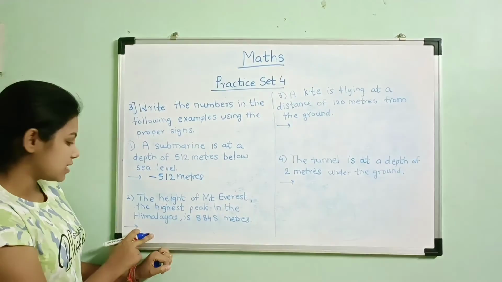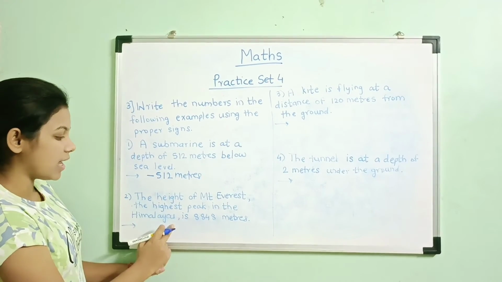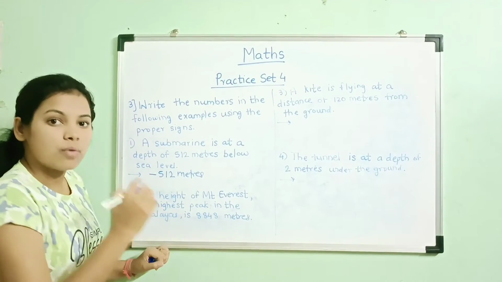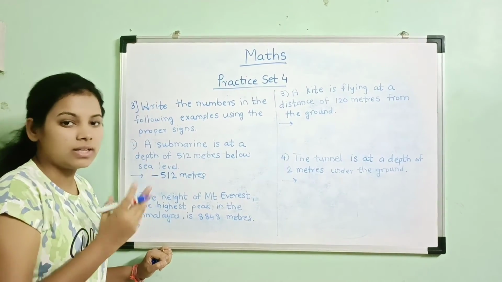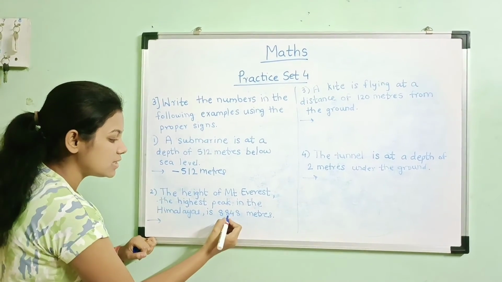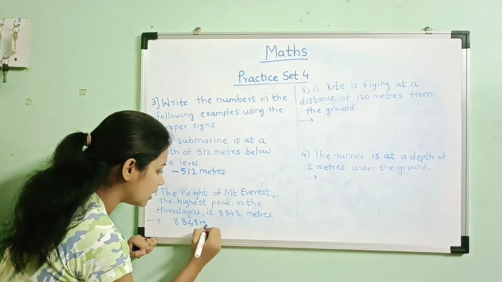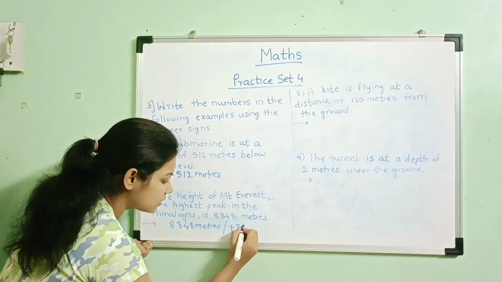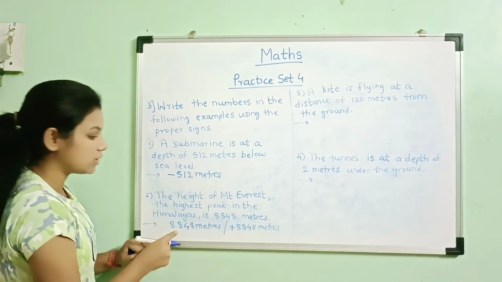Now what is the second sub question? The height of Mount Everest, the highest peak in the Himalayas, is 8,848 meters, which is above ground level. And if we are considering above ground level, then obviously it will be a positive sign for that number, so we can write this as 8,848 meters, or you can write this simply as positive 8,848 meters. Both are correct.